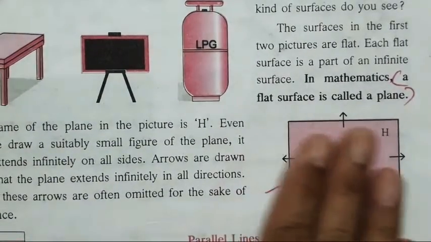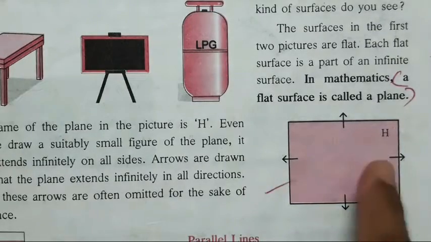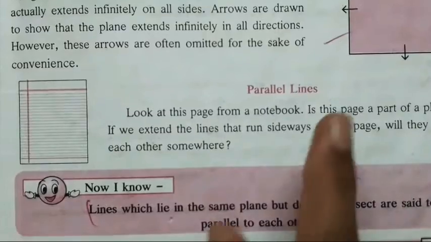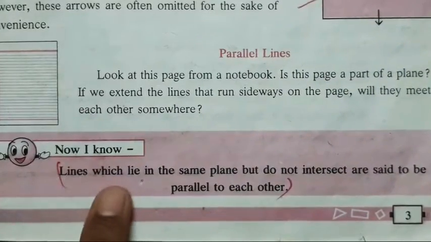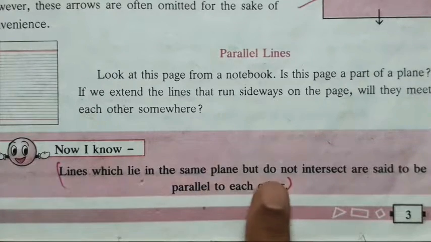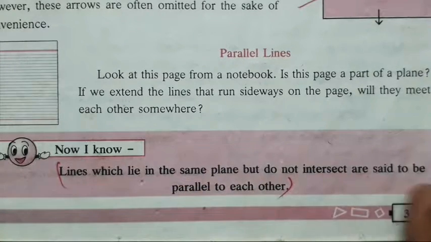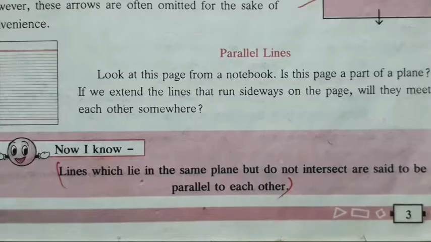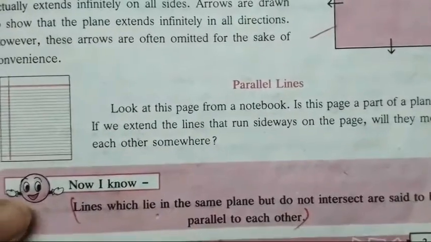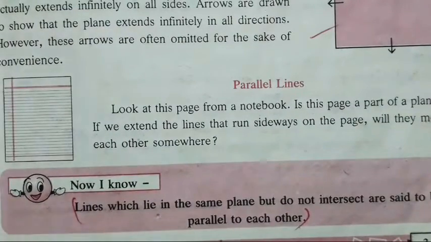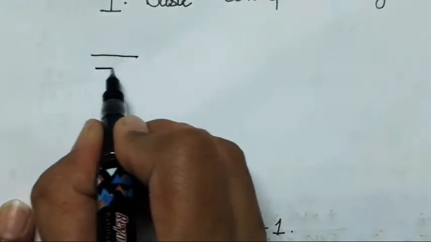So whenever there is a flat surface, a plane surface, it is known as a plane. Now what are parallel lines? This is very important, and a statement has been given. Lines which lie in the same plane but do not intersect are said to be parallel to each other. Now parallel lines, we all know straight lines are supposed to be parallel lines. Okay, I'll show you. These are known as parallel lines.